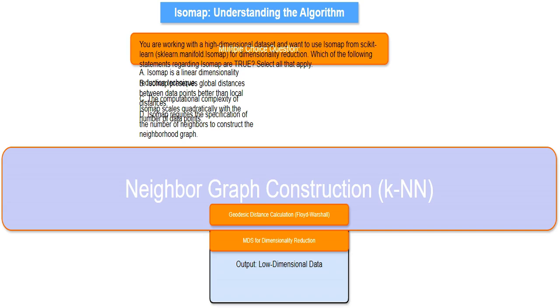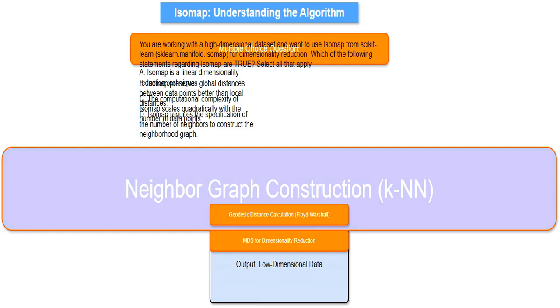After creating a neighborhood graph, we need to calculate the distances between all data points. Instead of directly using the Euclidean distance, straight line distance in high dimensions, Isomap uses geodesic distances. Imagine the Earth. The geodesic distance between two cities is the shortest distance along the curved surface, not a straight tunnel through the Earth. The Floyd-Warshall algorithm is used to compute these geodesic distances efficiently, though it's computationally expensive.